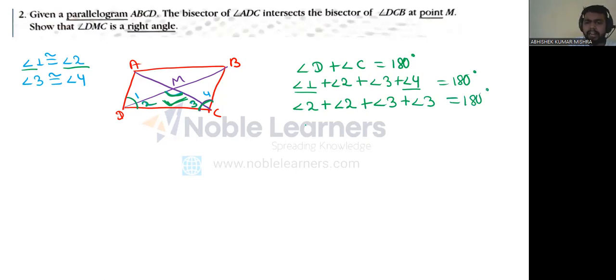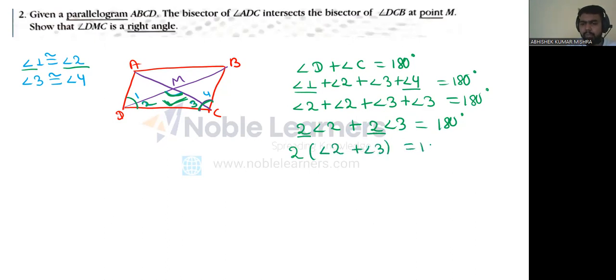So angle 2 plus angle 2 would be 2 angle 2, and angle 3 plus angle 3 would be 2 angle 3. As you are adding, x plus x is 2x. In the same manner, angle 2 plus angle 2 is 2 angle 2, and angle 3 plus angle 3 is 2 angle 3, equal to 180 degrees. After that, 2 could be taken as common. As you are factorizing, 2 is here as well, 2 is here as well. I can take that as common and I could write 2 times angle 2 plus angle 3 is equal to 180.